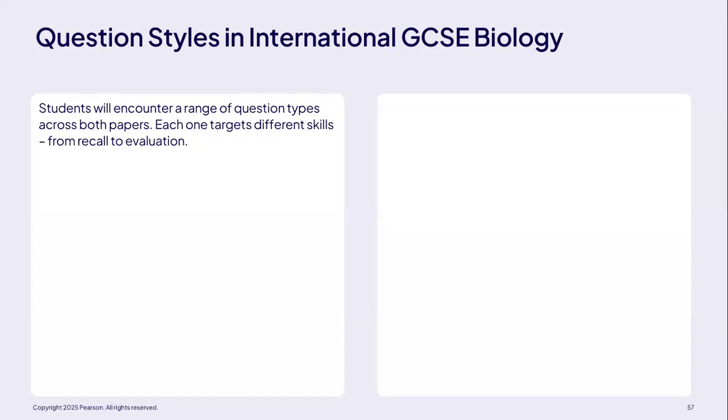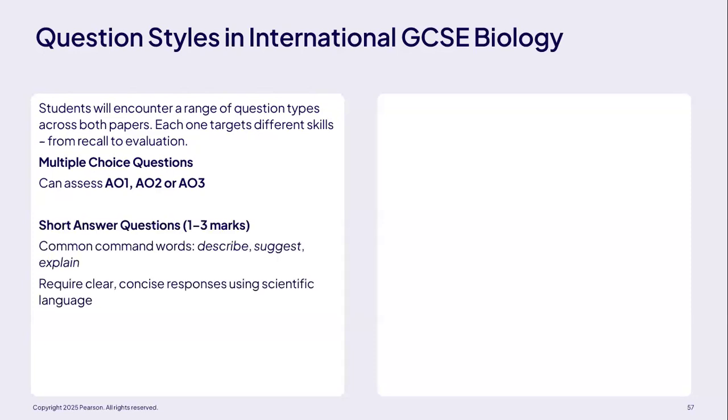So there will be a range of question types across both papers. Each part of a question will target different skills from recall to evaluation. There'll be multiple choice questions. These can assess any of the 3 assessment objectives. Multiple choice questions are not necessarily easy questions. They can require quite a bit of analysis, or sometimes it can be a maths question.